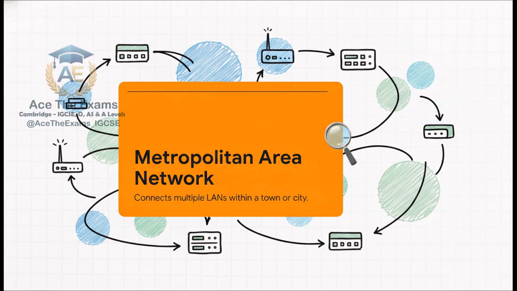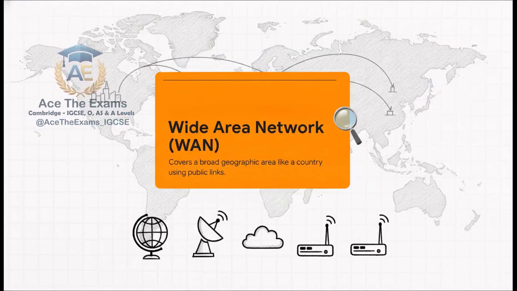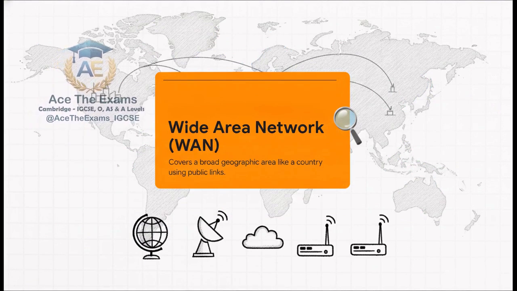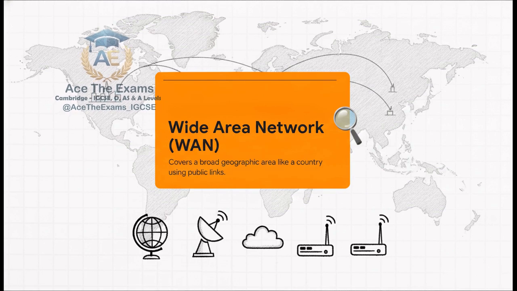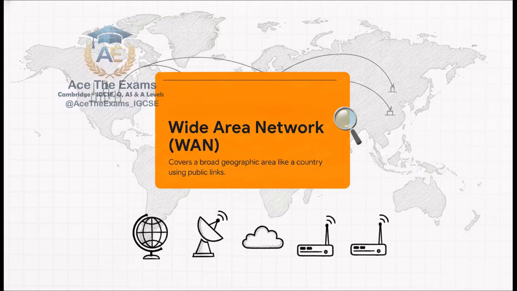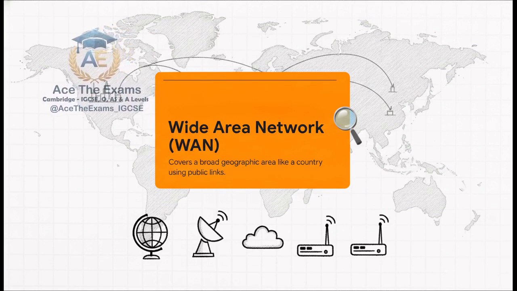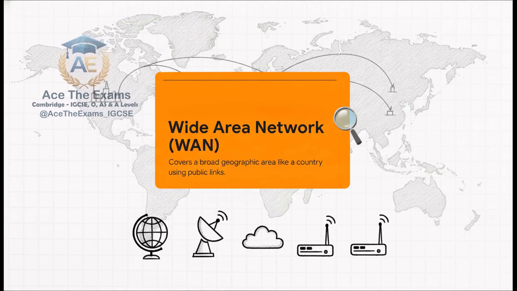Finally, we scale all the way up to the largest category, the Wide Area Network, or WAN. A WAN covers a truly massive geographic area. We're talking about data communications crossing metropolitan, regional, or even national boundaries. It's moving data from city to city, or literally moving it internationally across the globe.